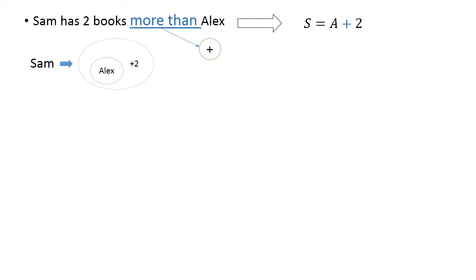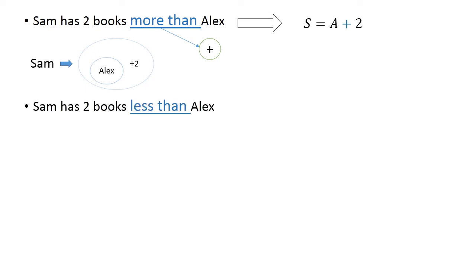Let's take some phrases and convert them into algebraic expressions. If it is said that Sam has 2 books more than Alex, when you see the keyword more than, you are going to think about addition operation. Then this phrase means that Sam has what Alex has plus 2. Then we can write down the equation as following: S is equal to A plus 2, where S refers to Sam and A refers to Alex. The next example.